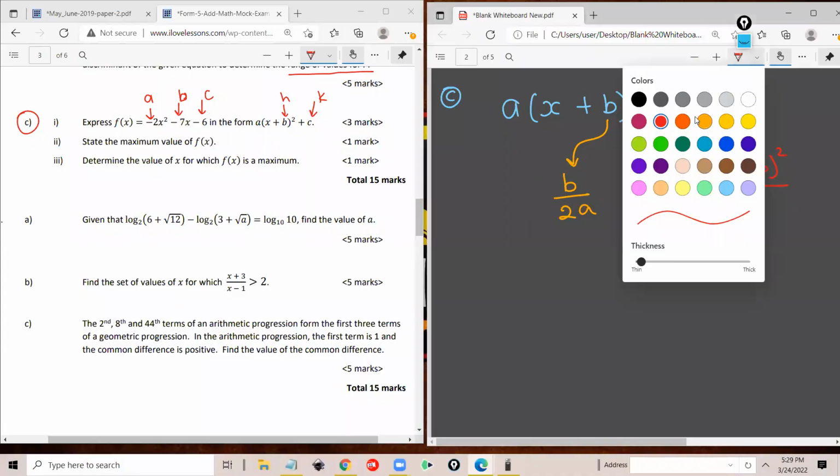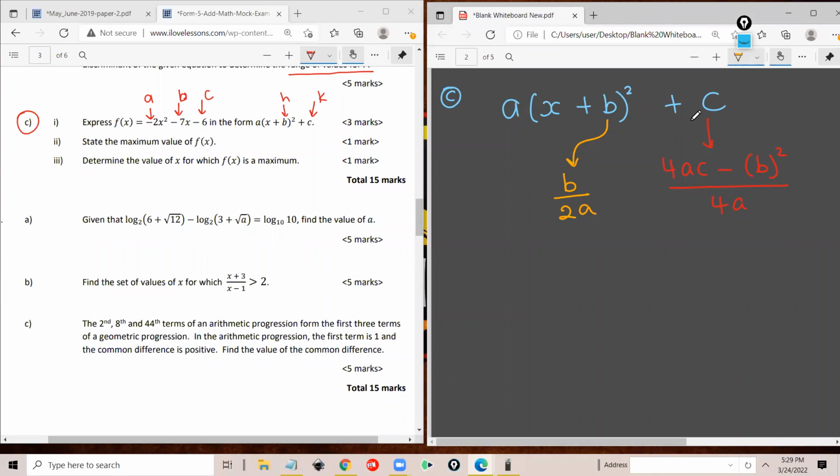And I'm working on the whole thing, and here we're using a shortcut formula. We have A, B, and C here. So just to throw it in, B is -7/2, and A is how much? -2. We'll simplify that just now. Here we have 4 times -2, C is how much? -6 minus B squared. And this whole thing is divided by 4 times A. How much is A?